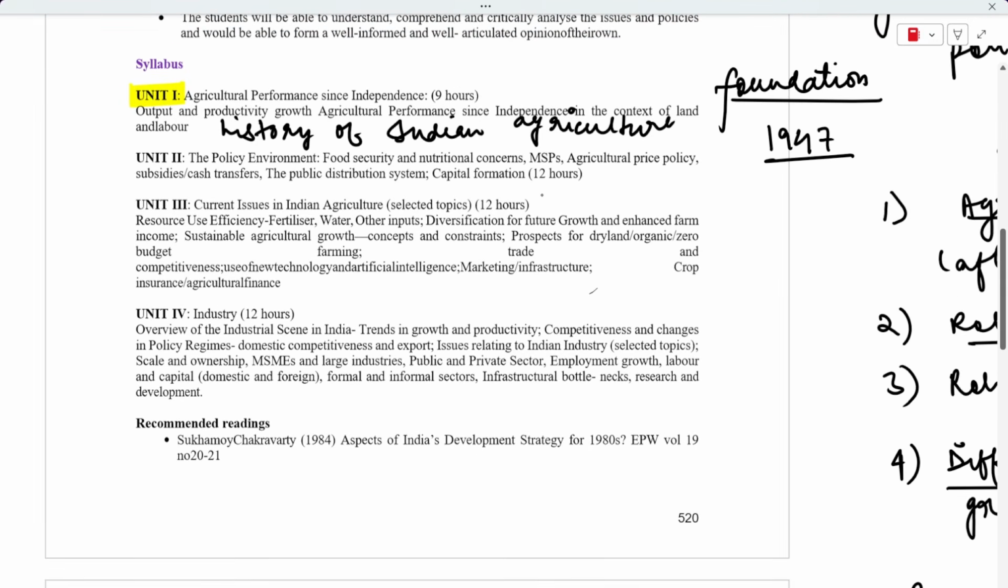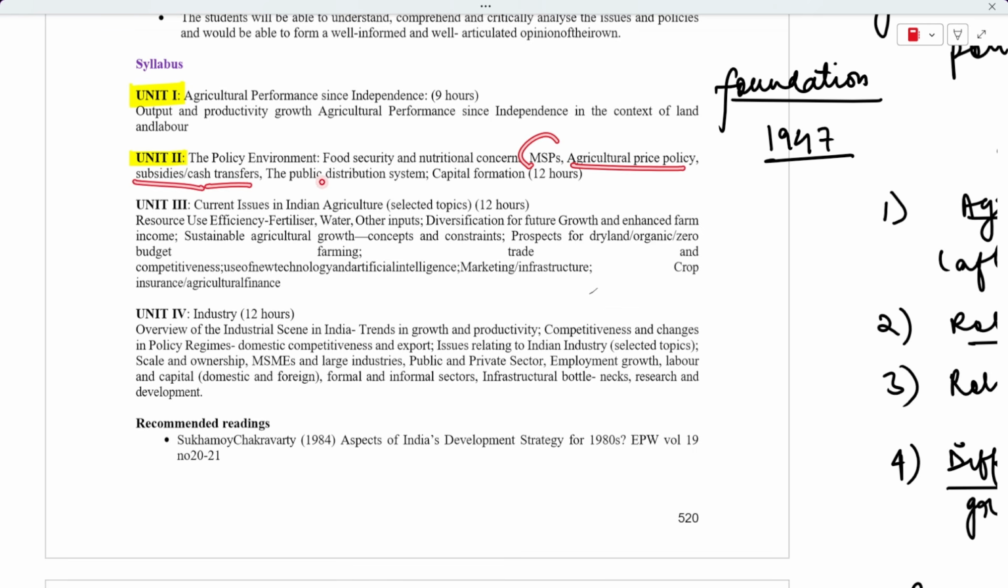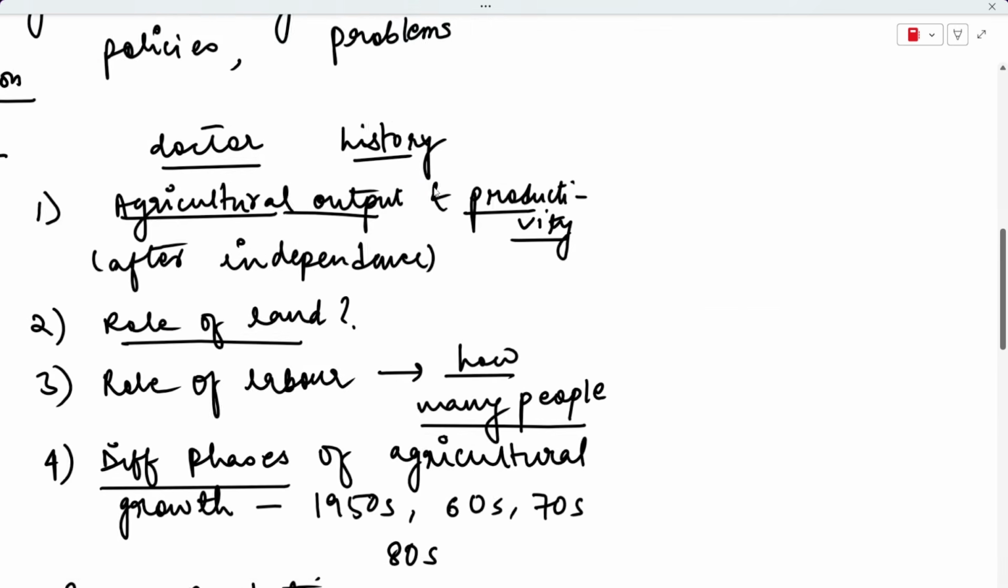Okay, so this was all about unit 1, how Indian agriculture grew, where it succeeded and where it struggled, right? So this was unit 1. Let's come to unit 2 then. So, Unit 2 is the policy environment, food security, nutritional concerns, MSPs, agriculture price policy, subsidies, cash transfers, the PDS system, and capital formation, right?